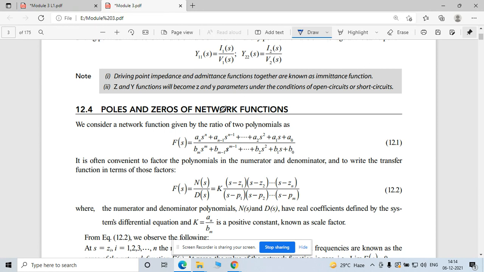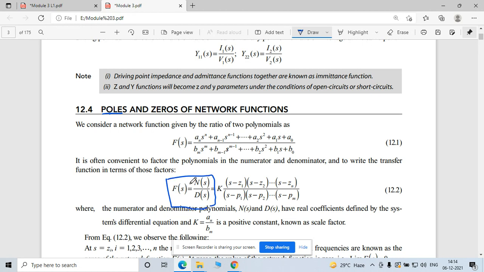So first of all, you must be aware of the pole-zero concept for the network function. So what do you mean by pole? In any transfer function, the roots of the denominator of that transfer function represent your poles. For example, see here, this is your transfer function.